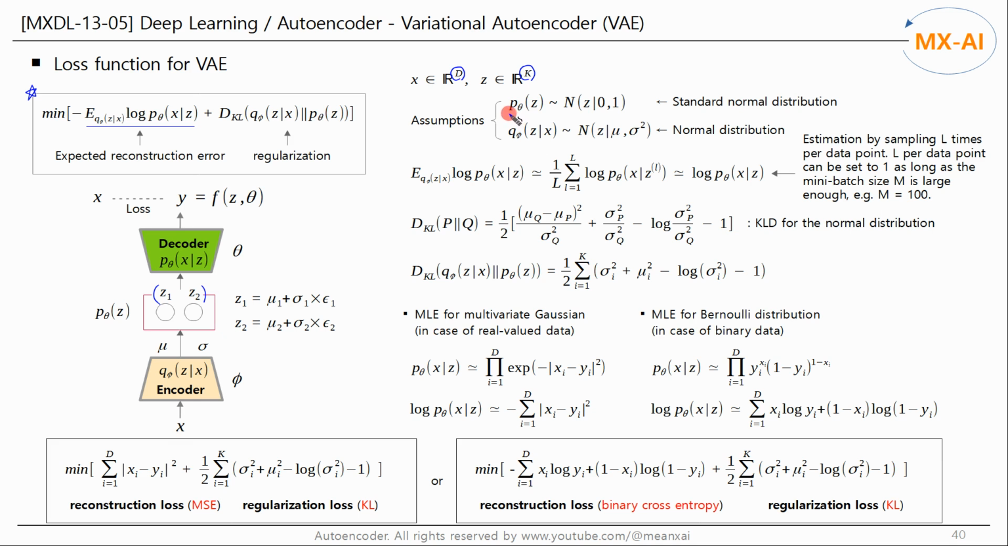Next, we assume that the prior p theta of z follows the standard normal distribution. And we assume that the approximate posterior q phi z given x is normally distributed with mean mu and variance sigma squared.